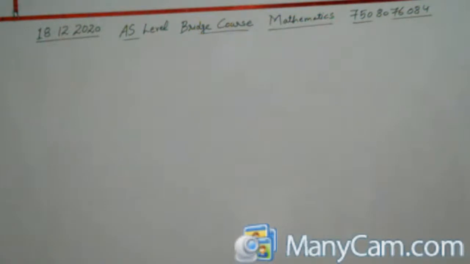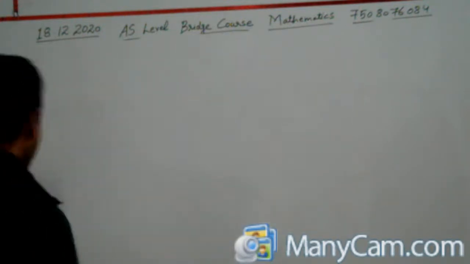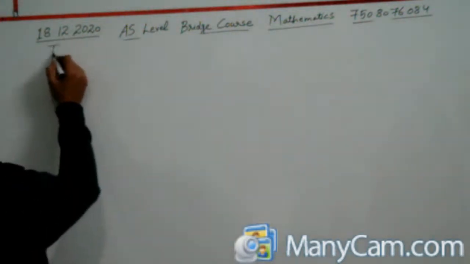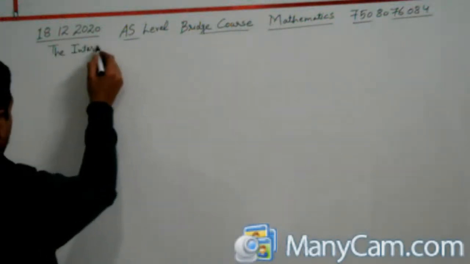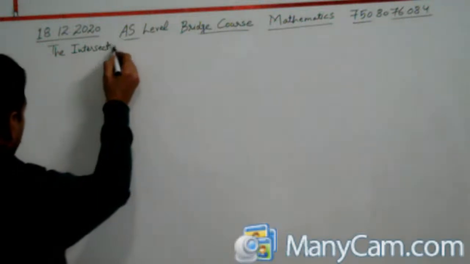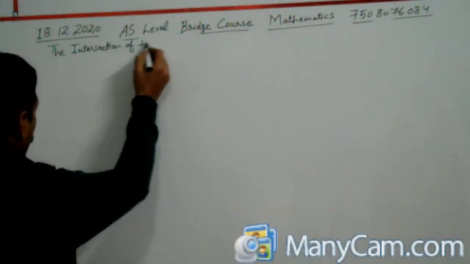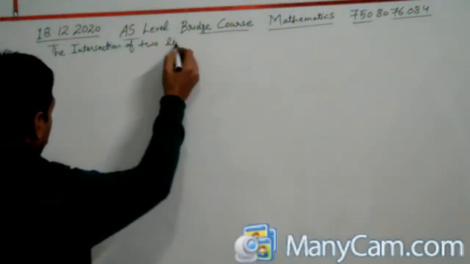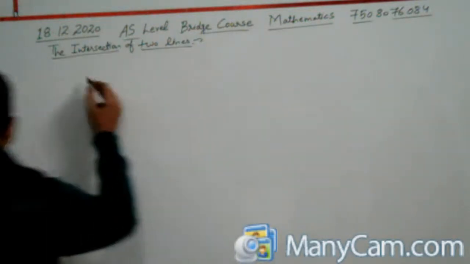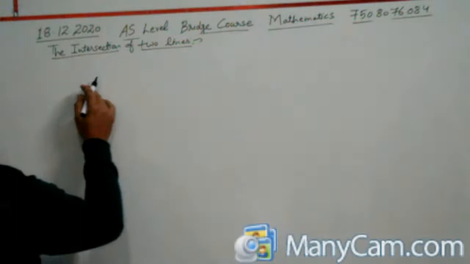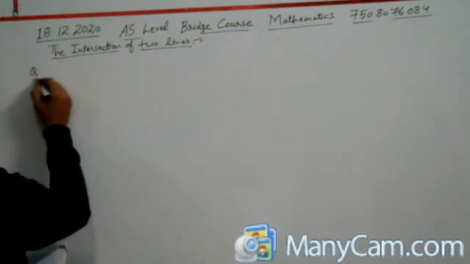Question number, example: the intersection of two lines, right? The intersection of two lines. For example, we have to sketch the lines.